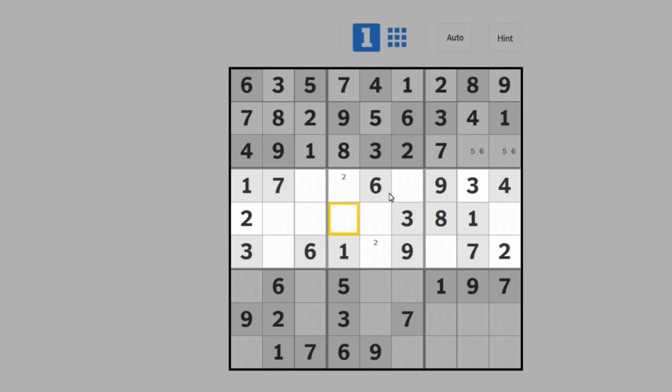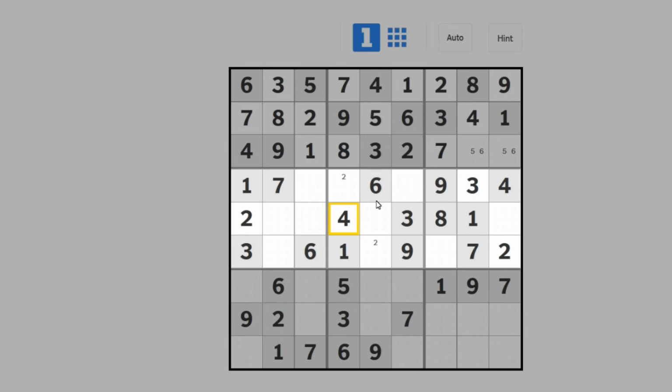The number 4 has to go in this block, right? Because there is no 4 here. It can't go in either of these 2 cells in the top row because the row already has a 4. It can't go in either of these 2 cells because this column has already a number 4. So the only place the 4 can go is in that cell.